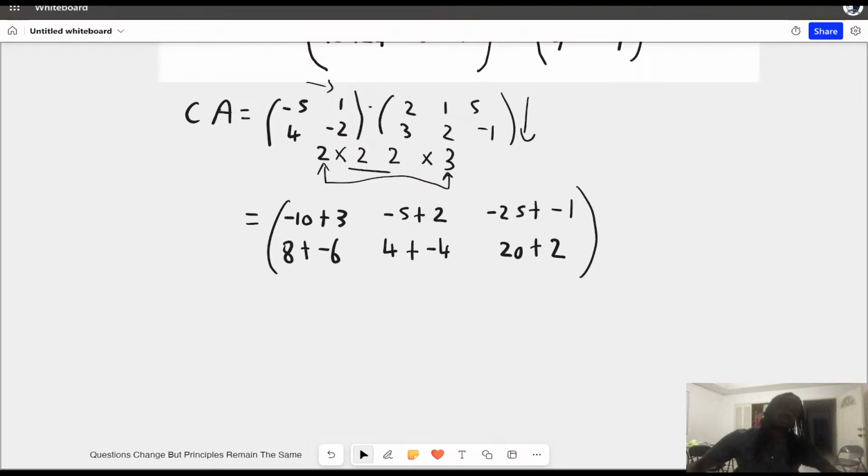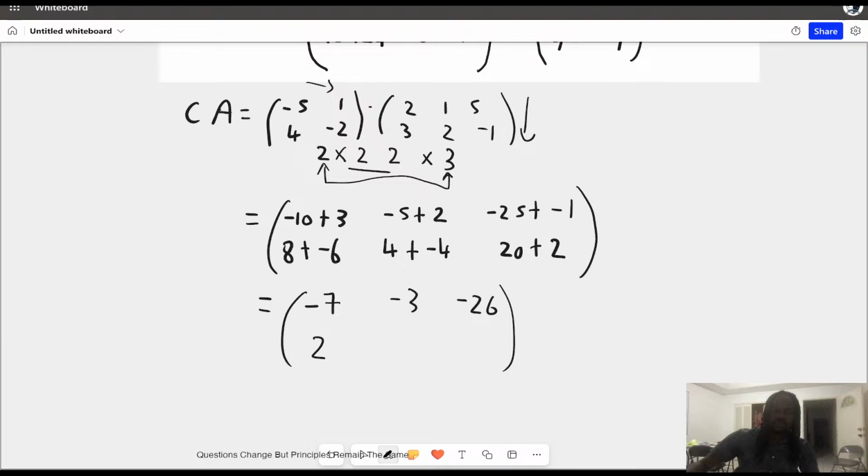So again, I use the row to multiply each column. When I multiply it by the first column, I get this. When I multiply it by the second column, I get this. When I multiply it by the third column, I get this. All we got to do now is simplify to get our final answer. Negative 10 plus 3, negative 7. Negative 5 plus 2, negative 3. Negative 25 plus negative 1, negative 26. 8 plus negative 6, 2. 4 plus negative 4, 0. 20 plus 2, 22.